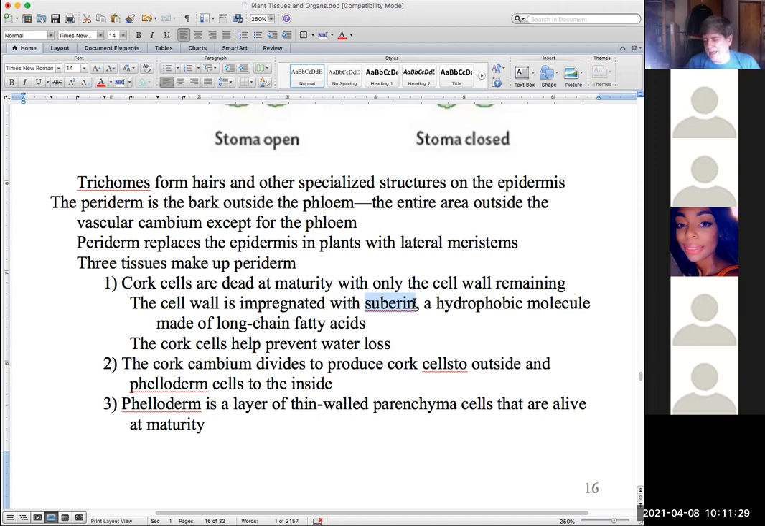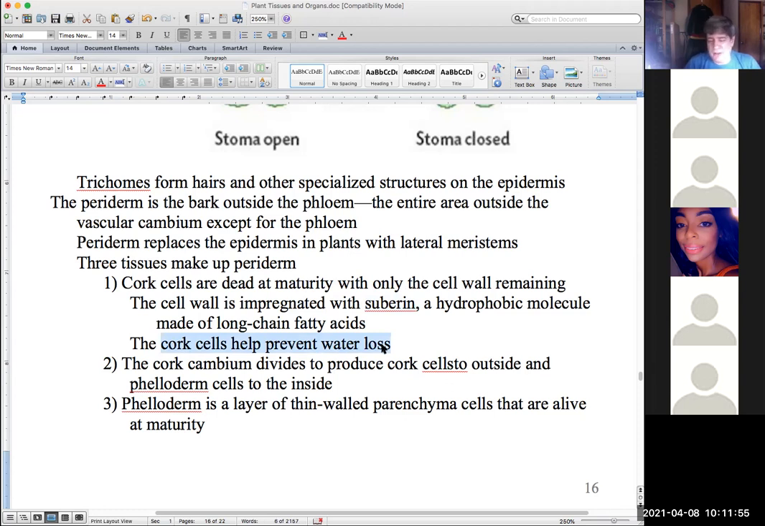So remember fatty acids we saw in 105, they were some of the things that combined with glycerol to make a phospholipid or a triglyceride. And since they have a hydrophobic material, since they have a molecule that doesn't mix with water, what do cork cells do? They help prevent water loss.